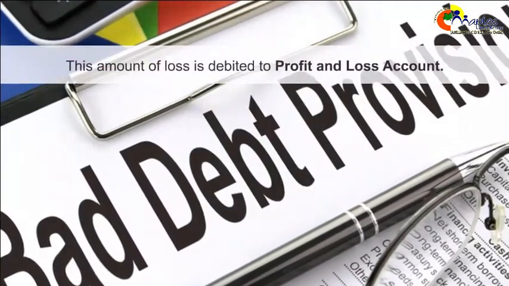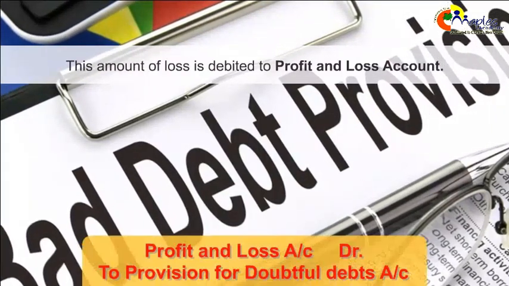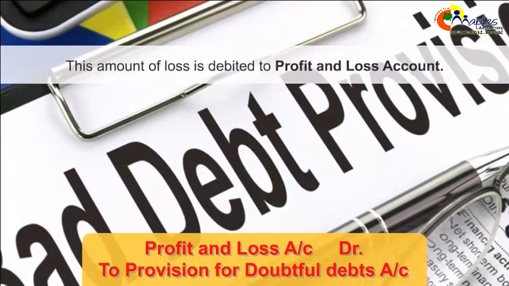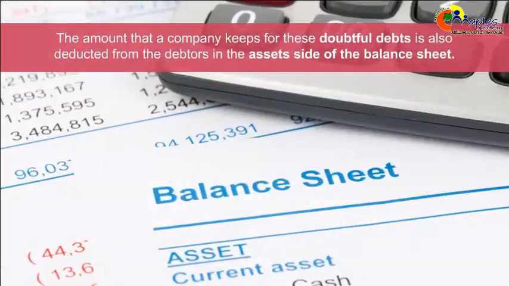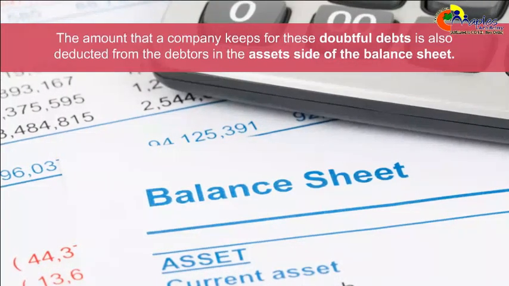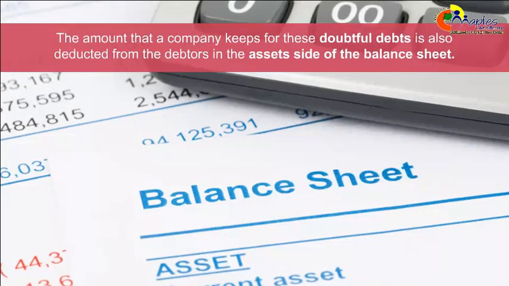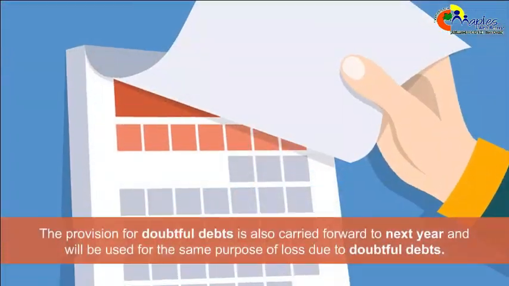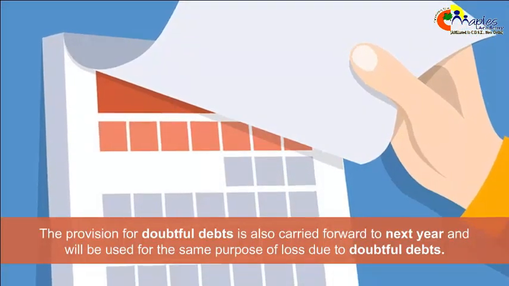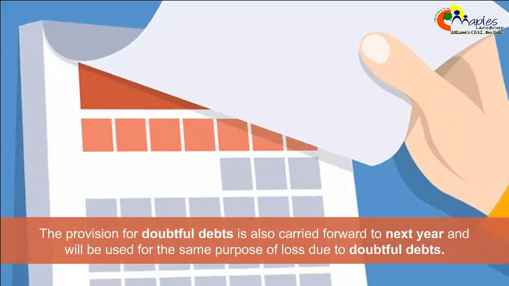This amount of loss is debited to profit and loss account. Profit and loss account debited to provision for doubtful debts account. The amount that a company keeps for these doubtful debts is also deducted from the debtors in the assets side of the balance sheet. The provision for doubtful debts is also carried forward to next year and will be used for the same purpose of loss due to doubtful debts.